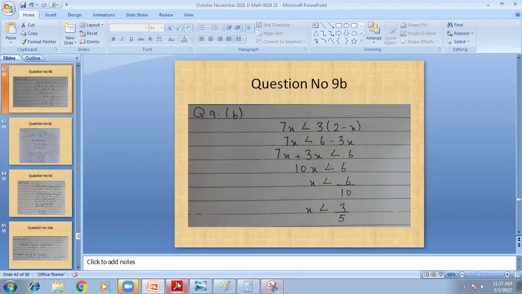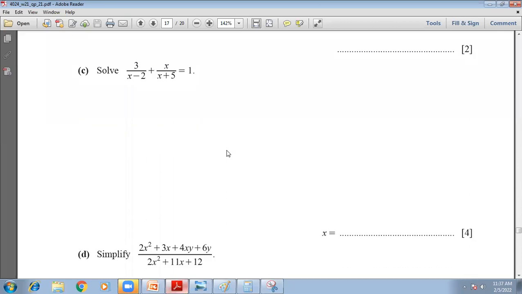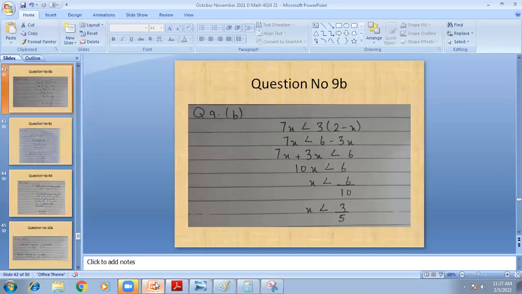Hopefully you understand. The next part is of 4 marks. It's very important. It's a 4-mark question. 3 divided by x minus 2 plus x divided by x plus 5 equals 1. So I will take the LCM of these two denominators, and then we'll be able to solve it. See how important that is.